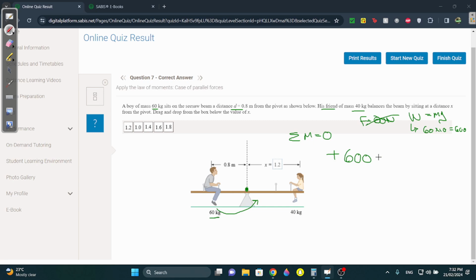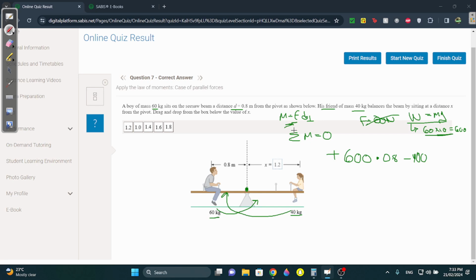Okay, if it's not a force and it's a mass, multiplied by 10. So 600 times the distance 0.8 minus, we have 40 and it's clockwise, so minus, that's why I put minus 40, which turns into 400, because kilograms to newtons, you need to multiply by 10, because W equals mg. Always multiply by 10. If you have kilograms and you want to convert it to a force, you have to multiply by 10, because you know the moment is equal to FD perpendicular.